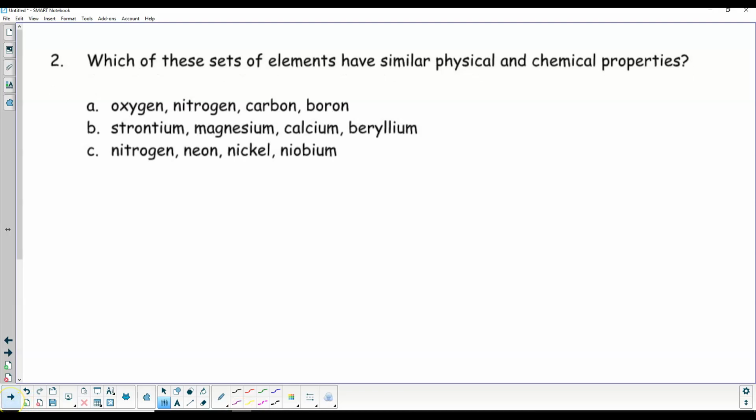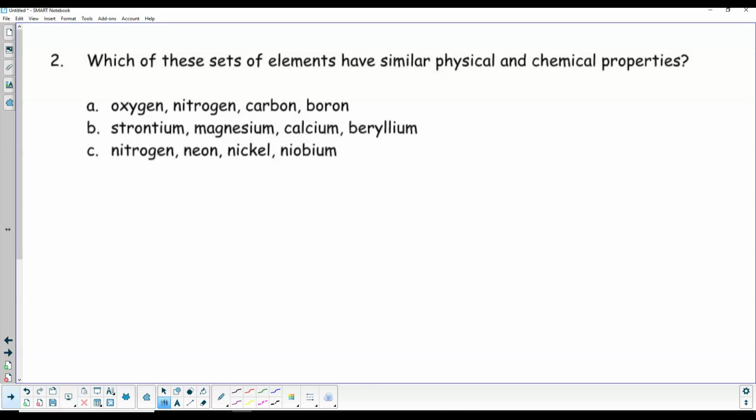Number 2, which of these sets of elements have similar chemical and physical properties? Well, the thing you have to recall is that in order for things to have similar chemical and physical properties, they have to have the same number of valence electrons. You'll remember from the previous unit, elements in the same group or family have the same number of valence electrons, so we need to look and see which one of these sets are in the same group or family.